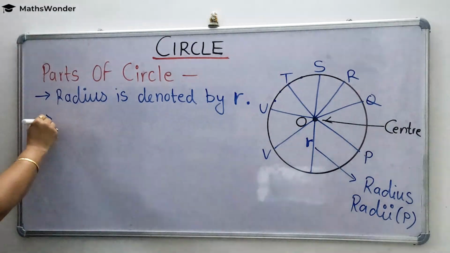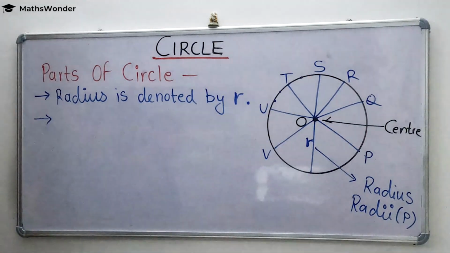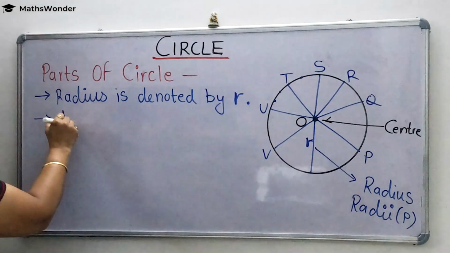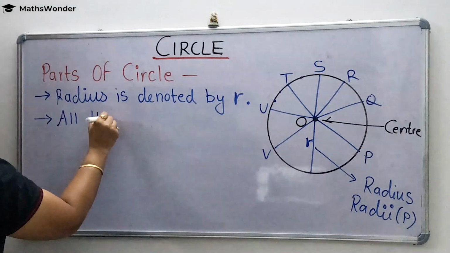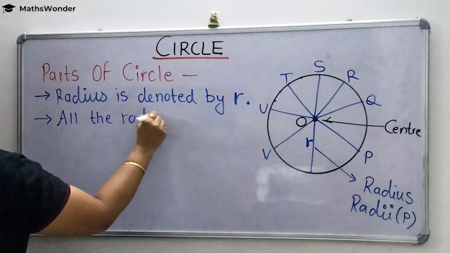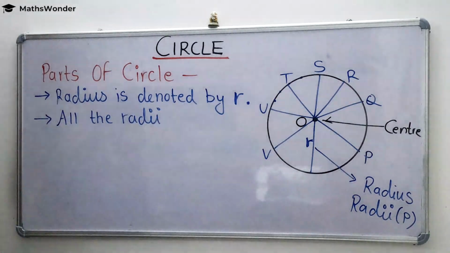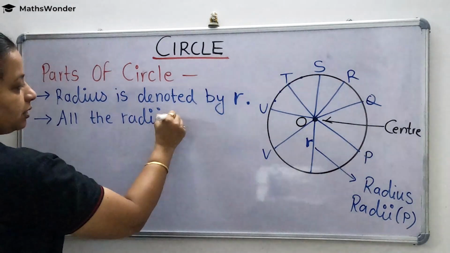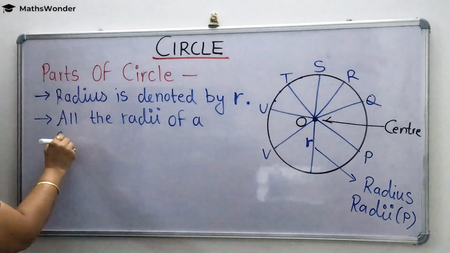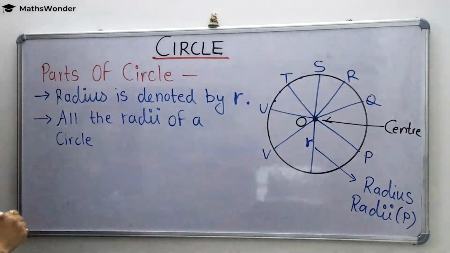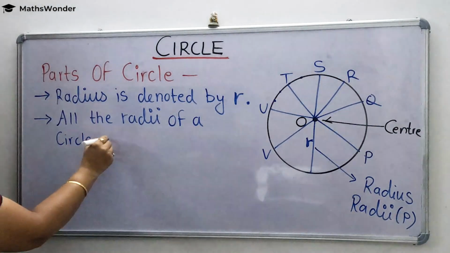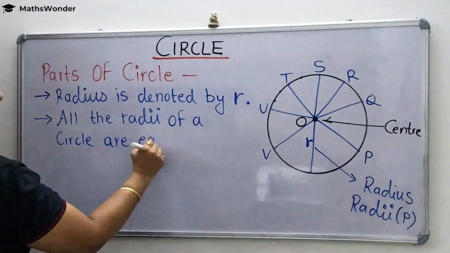Now the second property: all the radii of a circle are of equal length.